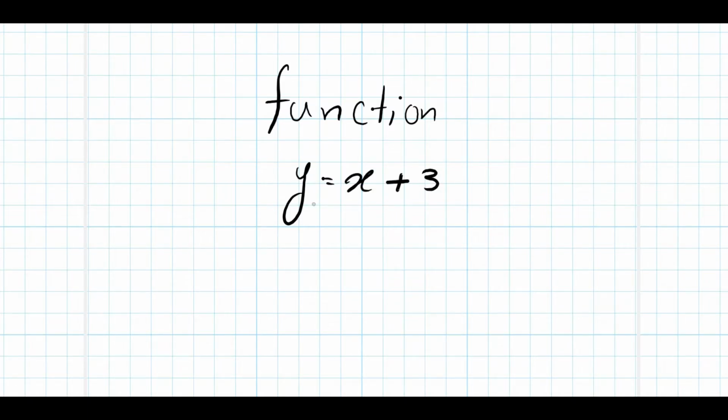This means x and y have some kind of connection. That means y can be represented using x. x is a variable. Let's try another one. y equals x squared minus 5. This is also a function. A function always describes or defines a connection.